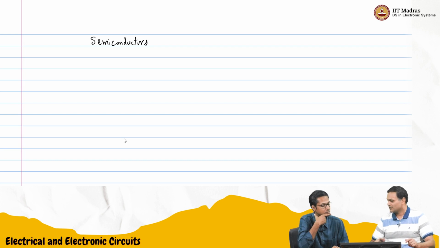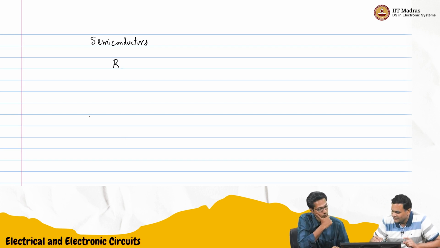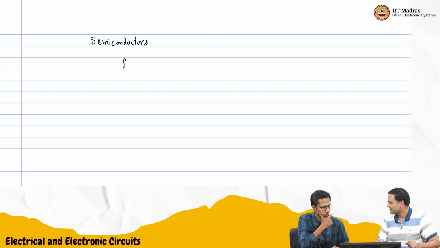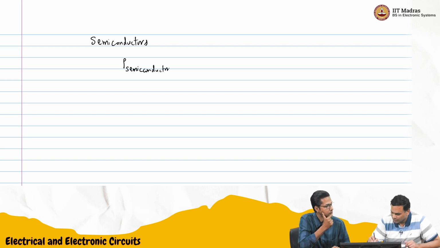So if I talk about the resistivity, rho, the resistivity of the semiconductor, you could say that the resistivity is going to be higher than a conductor.